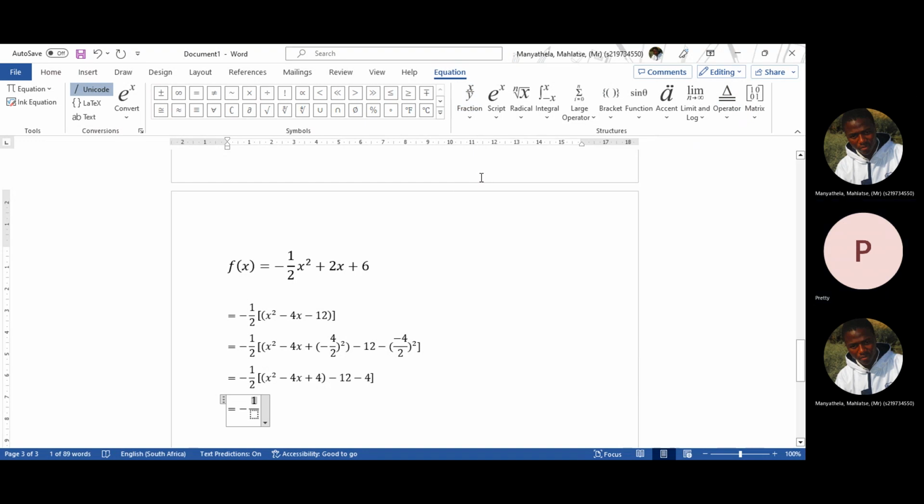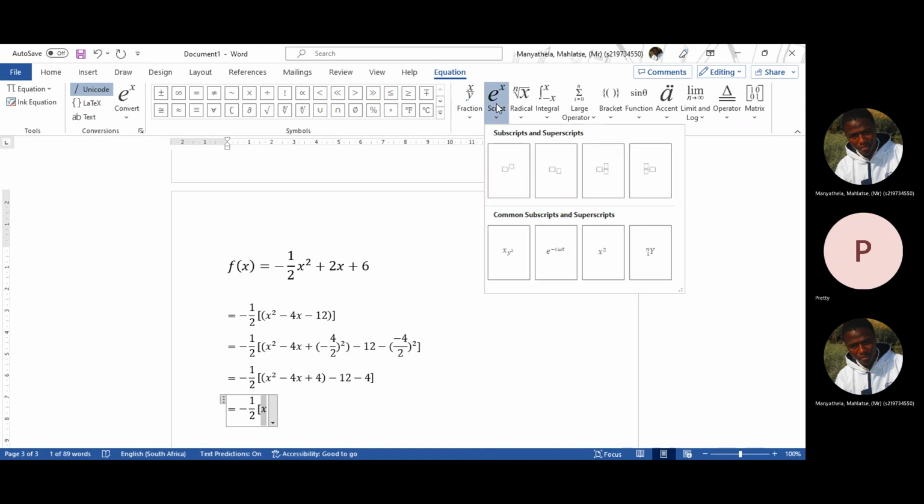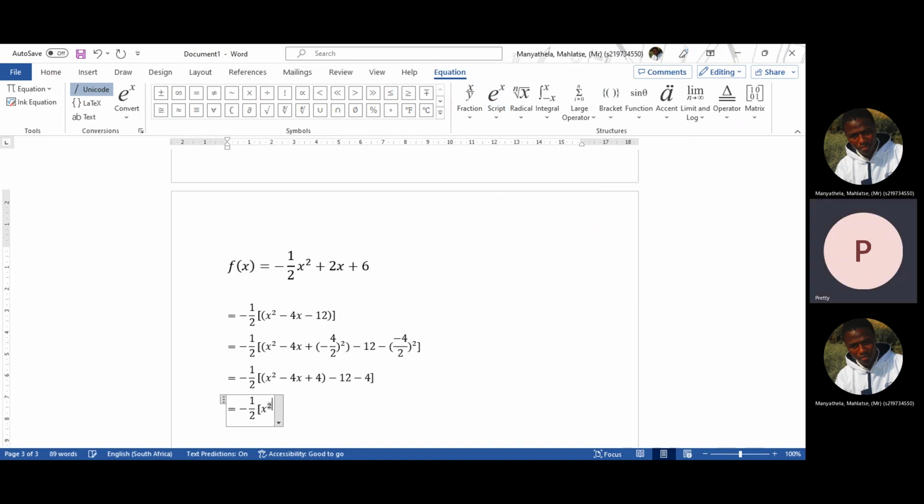Minus 16, minus 16. x squared minus 4x plus 4, minus 16. Now we look at this thing: x squared minus 4x plus 4.